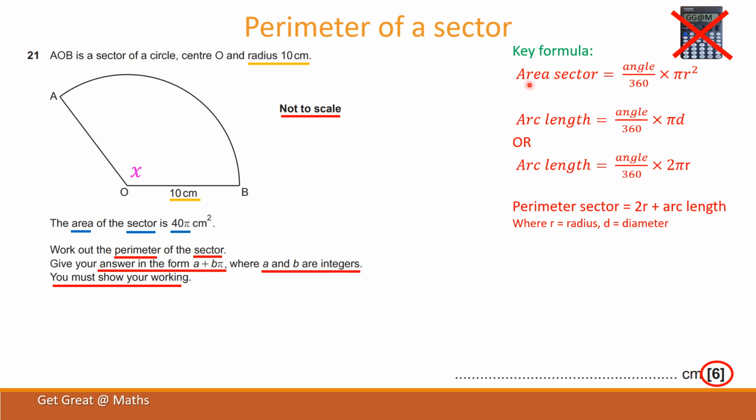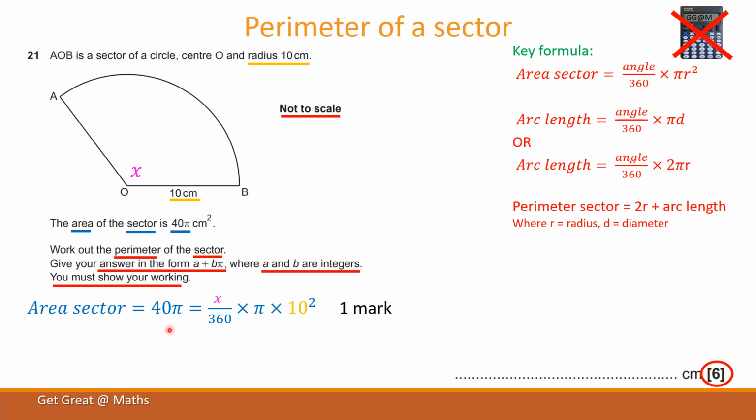So we're going to be using the formula here for the area of the sector. Now we know the formula is the angle divided by 360 times pi r squared. And the sector area is 40 pi. So I can literally just write that down as a formula. So the area of the sector is 40 pi, which is going to be the angle, which we now know is x divided by 360, times pi times my radius squared, where the radius is 10.